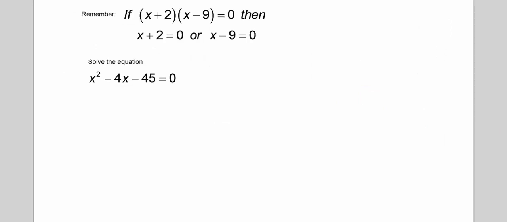Okay, so we remember back, we've done this before a little bit, that if we take two binomials, multiply them together, and set them equal to 0, we know, it's called the zero product principle, that either one of these two is going to equal 0. Either this guy equals 0 or this guy equals 0.